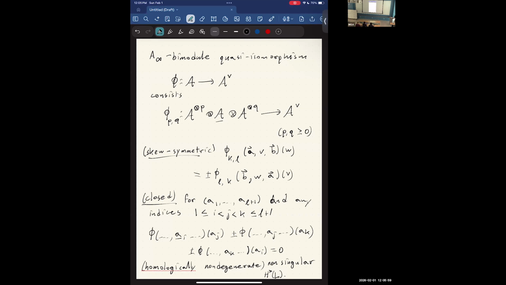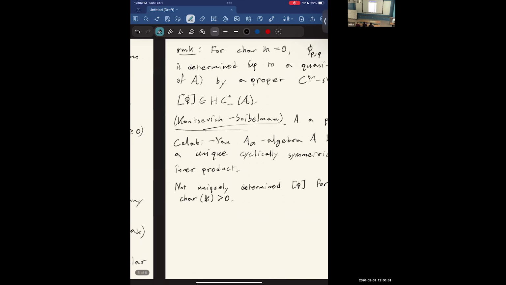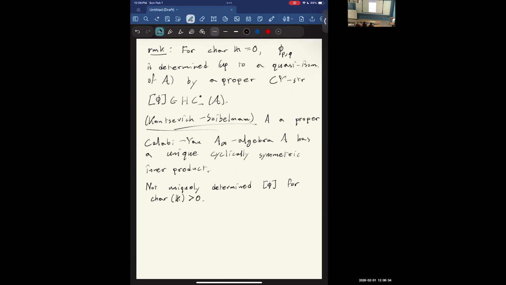And I guess if you haven't seen these conditions before, skew symmetry, closedness, and homological non-degeneracy are supposed to correspond to properties like this for non-commutative differential forms. So there's a sense in which you can think of A as some kind of formal symplectic manifold, and this infinity inner product is supposed to be like a symplectic structure on this thing, right? And this is where the names of all of these things come from. So in characteristic 0, this theorem of Kontsevich-Soibelman is supposed to be like a Darboux theorem.